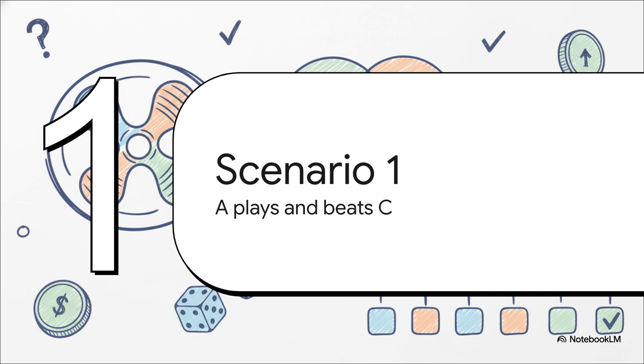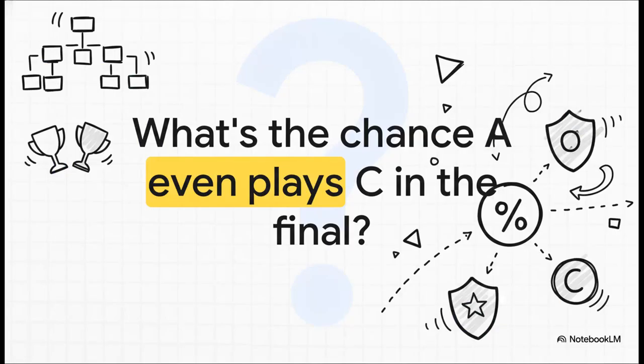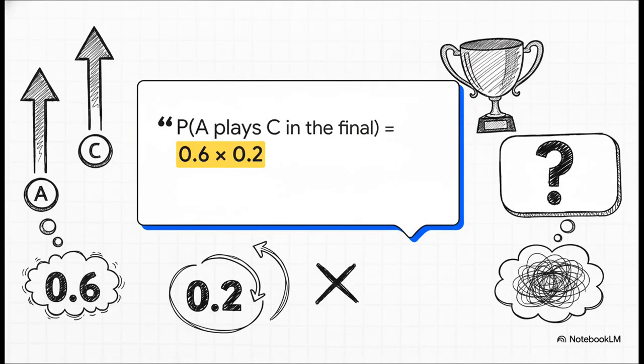So let's tackle that first scenario. What's the probability that player A wins the whole tournament specifically by beating player C in the final? But hold on, before we can even think about A winning that final, we have to figure out the chances of that specific matchup, A versus C, even happening in the first place. What needs to go right for them to meet in the final? Well, for that matchup to happen, 2 things have to occur. Player A has to win their semi, which we know is a 0.6 probability, and player C has to win theirs, which is a 0.2 probability.